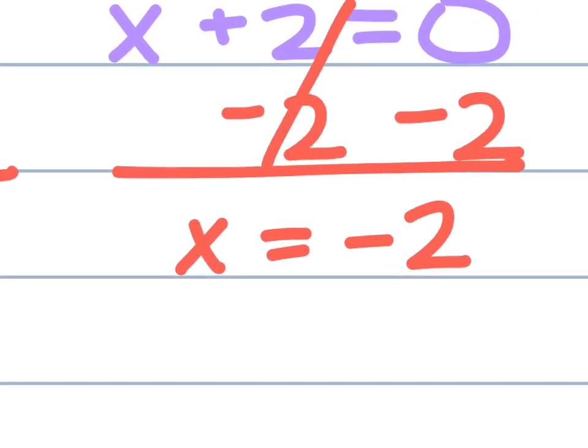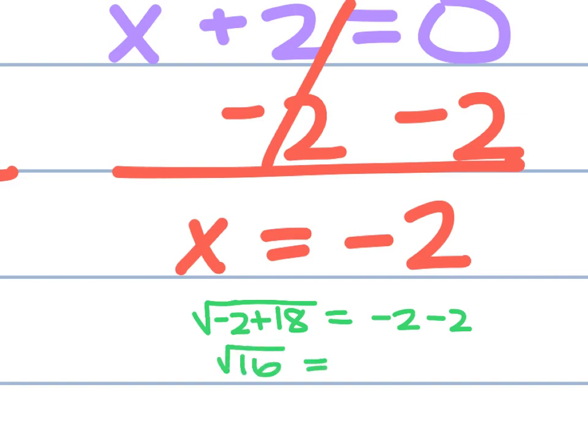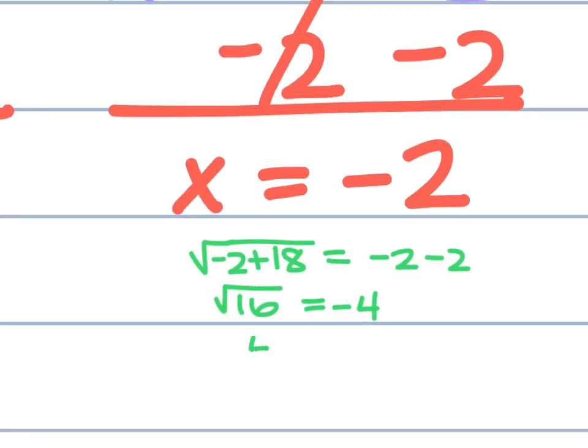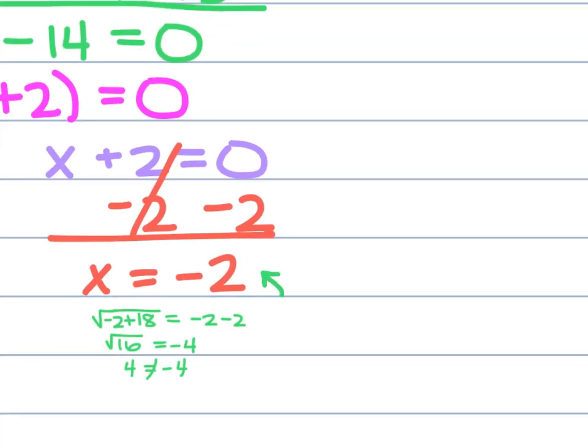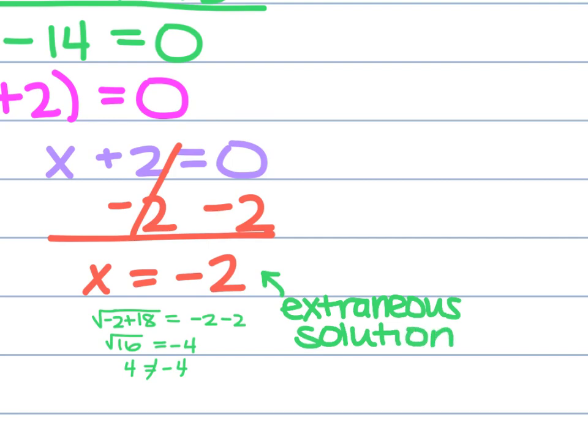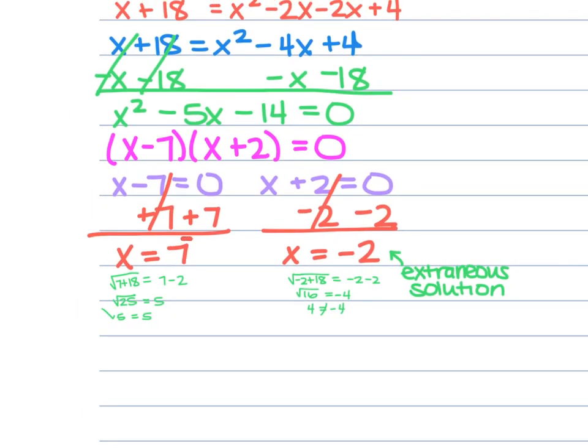However, the x is equal to negative 2. Plug that in. You have the square root of negative 2 plus 18 is equal to negative 2 minus 2. Negative 2 plus 18 is 16. Negative 2 minus 2 is negative 4. The square root of 16 is positive 4. Positive 4 is not equal to negative 4. So that x is equal to negative 2 is an extraneous solution. So the only one that we have that's a solution is the x is equal to 7.